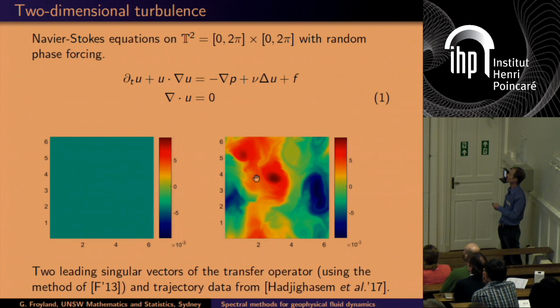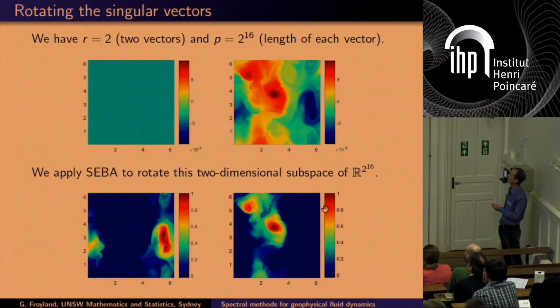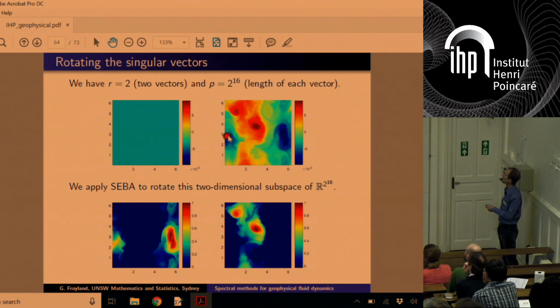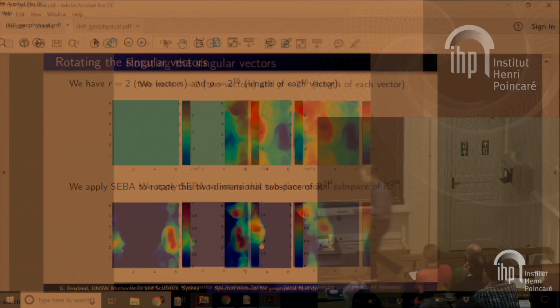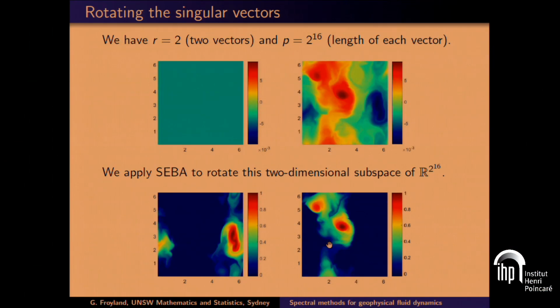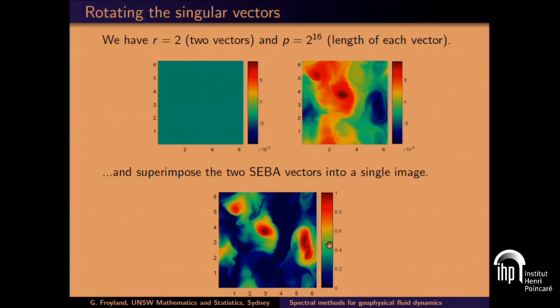Normally you would look at this and say, well, okay, you have some extreme red here and extreme blue here. But by rotating this 2D space, you can make this much clearer. So this blue feature here is rotated into something that's close to 1 here, and these two are rotated to these. And you can add them together into a single image.